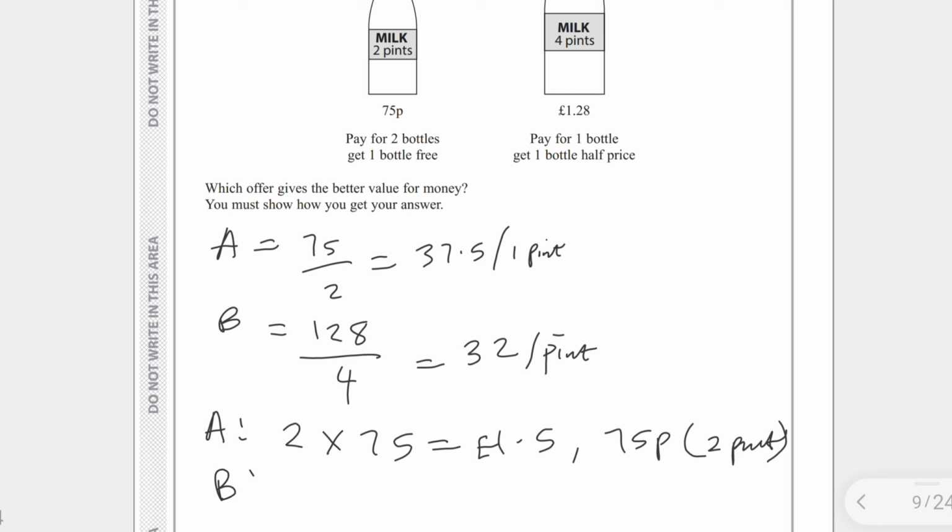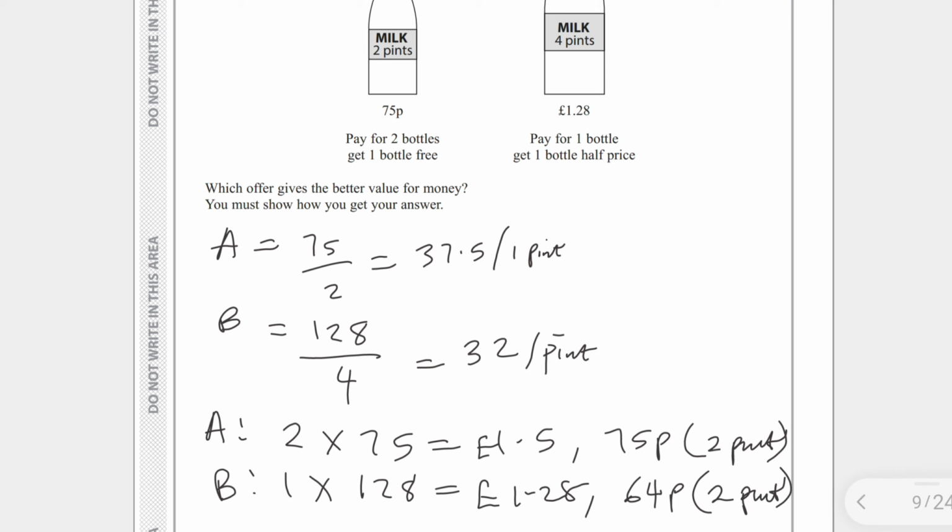And then B: pay for 1 bottle and get 1 bottle half price. So if you buy 1 bottle, it means we are buying 128 pence, which equals 1.28, and get 1 bottle half the price. So what is half of 1.28? 1.28 divided by 2, so that is 64 pence, which is the same thing as 2 pints as well.